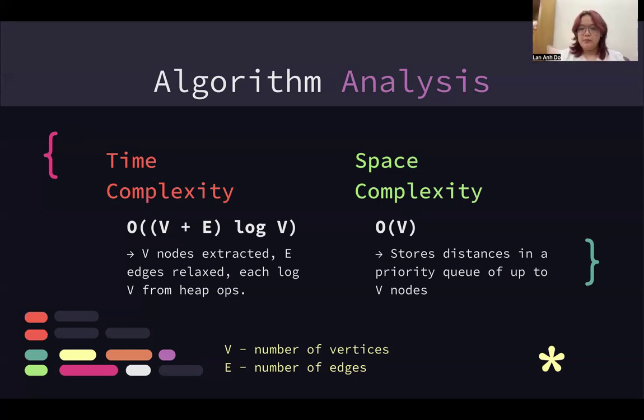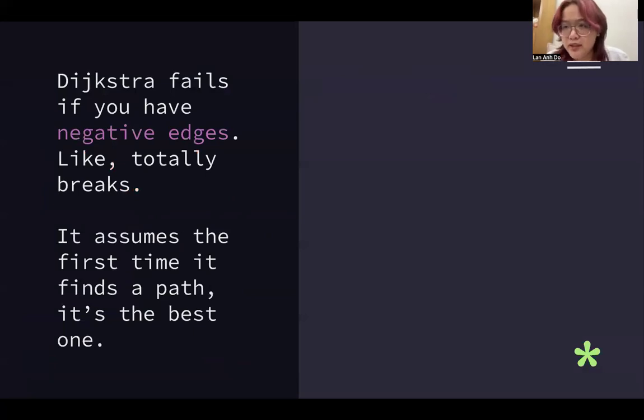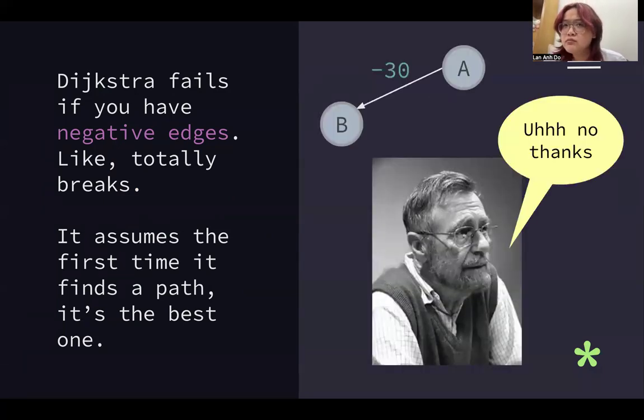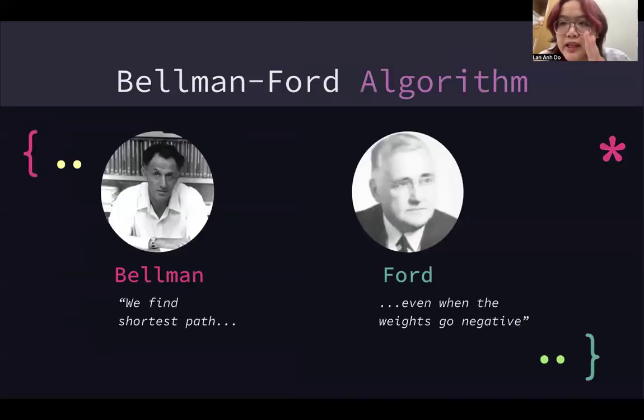Great. Okay, moving on. One thing that you guys need to keep in mind is that Dijkstra's algorithm will fail if you use it with negative edges, because it assumes that the first time I find a path, that's already the best one. So it does not take into account negative numbers. So then what do I do if I have a graph with negative edges? The answer is the Bellman-Ford algorithm, but that's for a different episode.